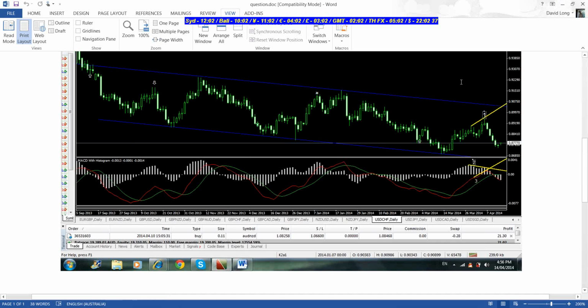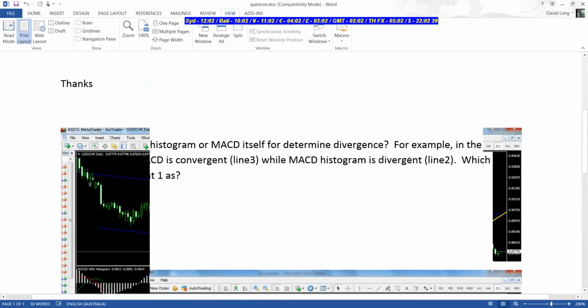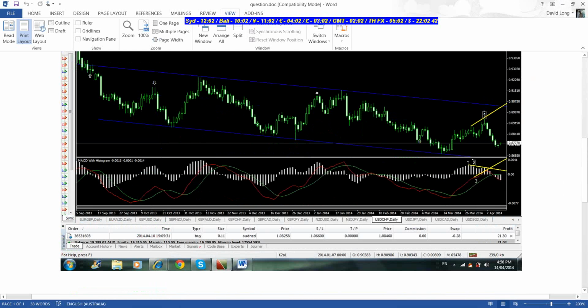Okay. So that's with MACD histogram. End of phase one, use the histogram, and from cycle to cycle, use your signal lines. These lines here.